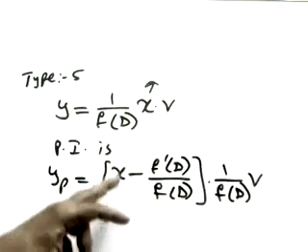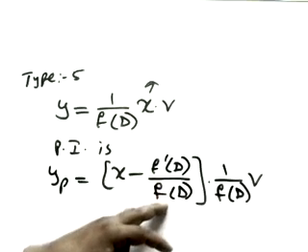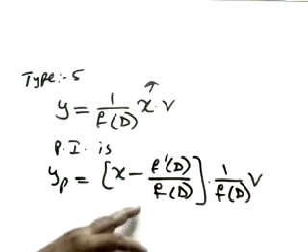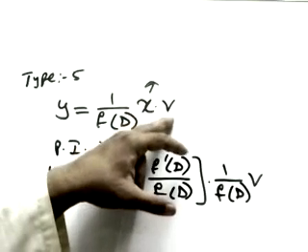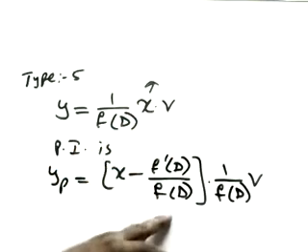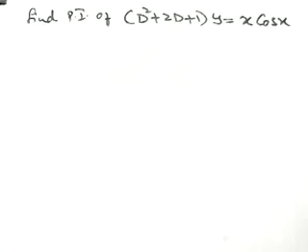Now x is gone from here. X is here. X minus, what is the formula? F dash d by f of d into 1 by f of d into v. When we have to use this formula, we have x and some other function. So let me continue with a few questions based on this formula.